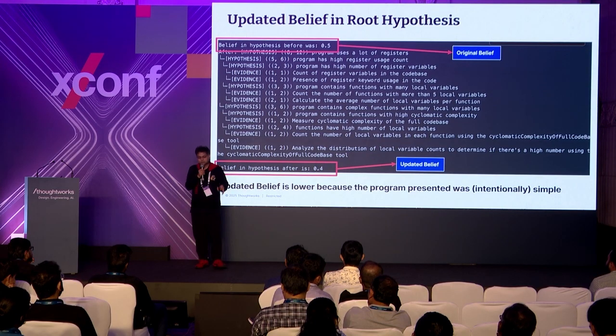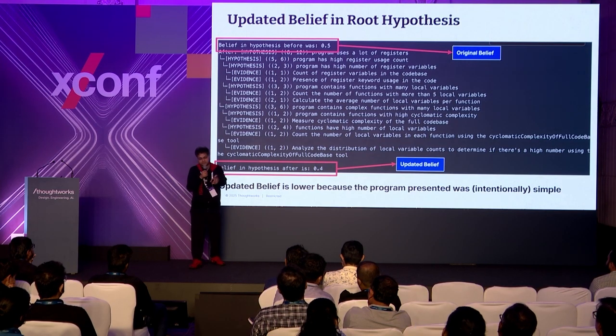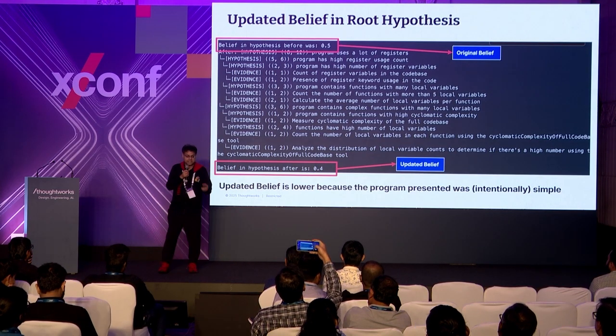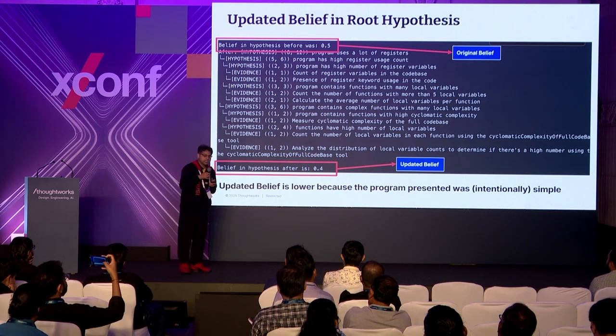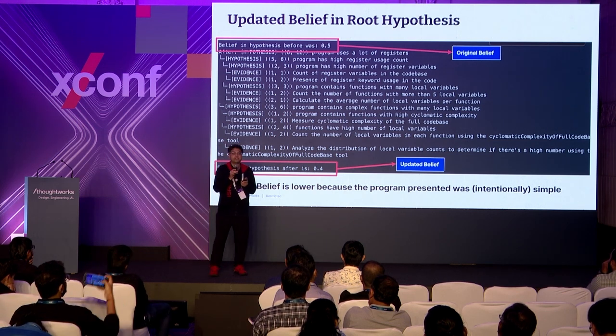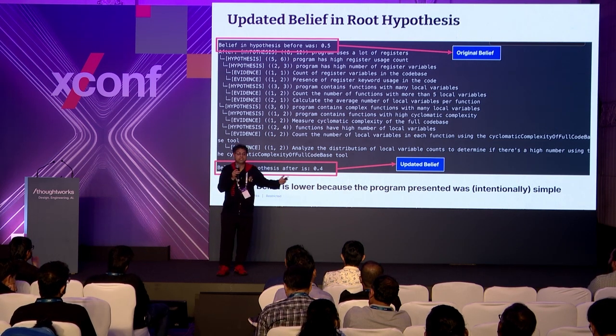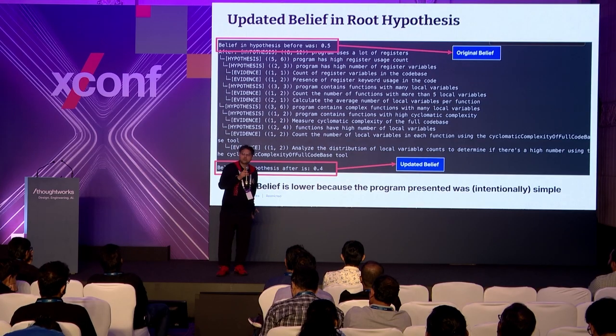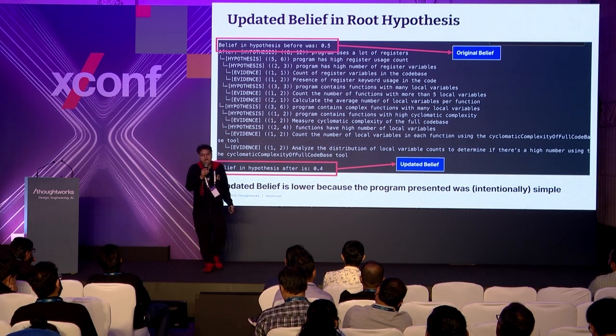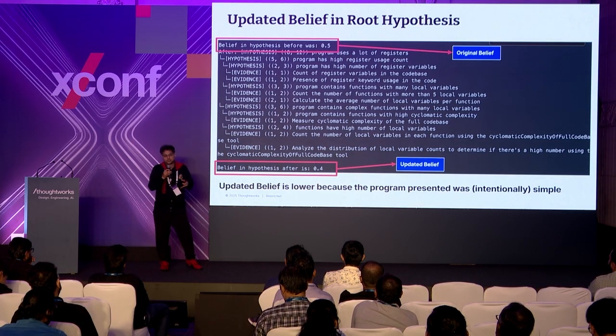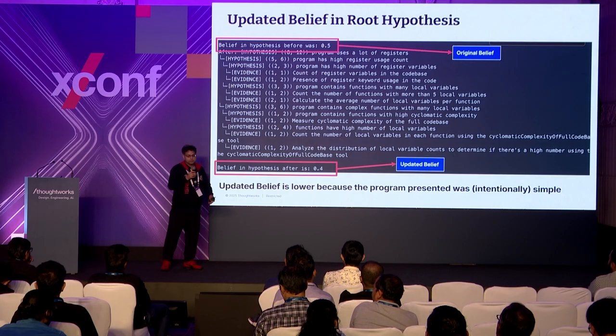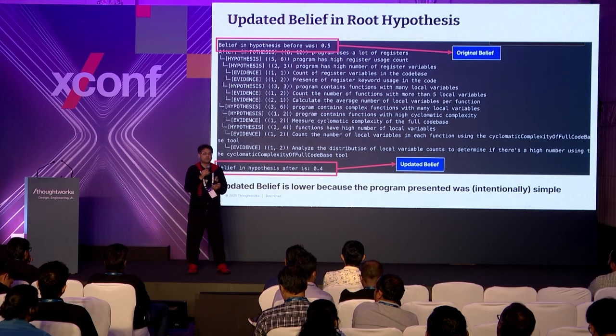So here is an example of running this sort of thing for that example that I talked about. Initially, my belief in the hypothesis was 0.5. 0.5 in probability means it's equally likely, it can be equally true or equally false. After it had gathered all the evidences, the belief in the hypothesis went down to 0.4.